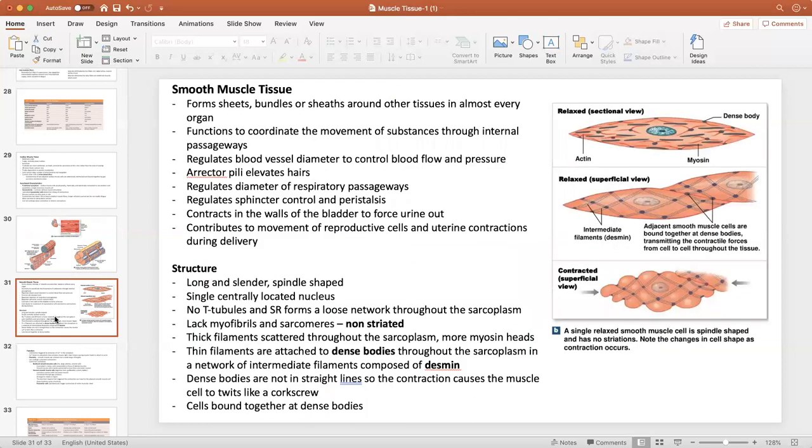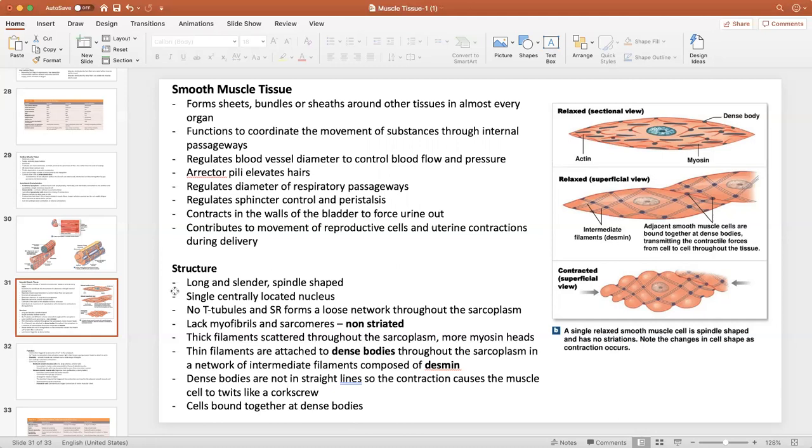Smooth muscle is a bit different. Okay, these are formed in sheets or bundles or sheaths. These are not striated. Okay, they do not have myofibrils and sarcomeres. So smooth muscle is usually around vessels. Okay, so they can coordinate movement of substances through internal passageways, so around blood vessels, around the bronchi or the respiratory pathways, around the digestive tract to control sphincters and peristaltic movements, in the bladder, in the urinary system.